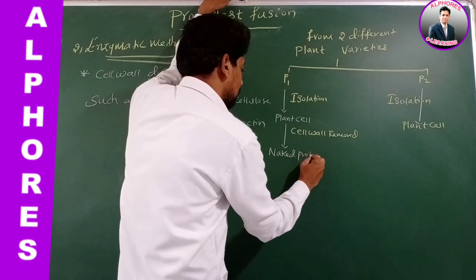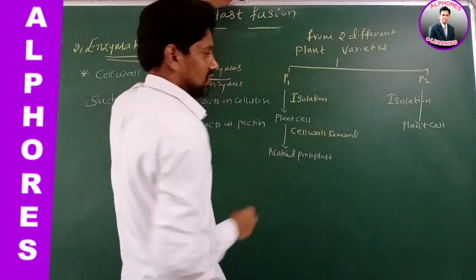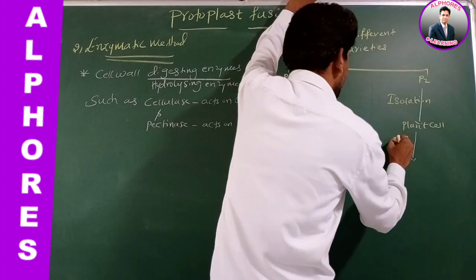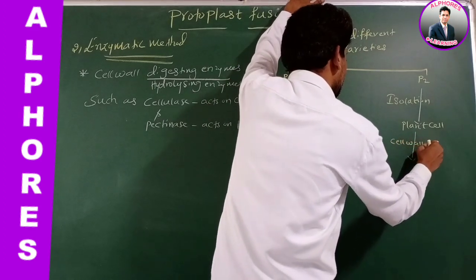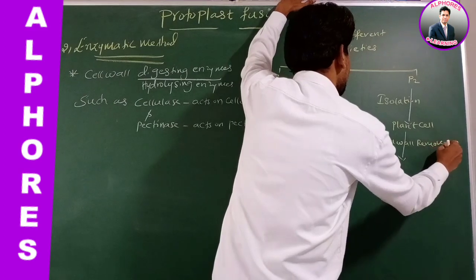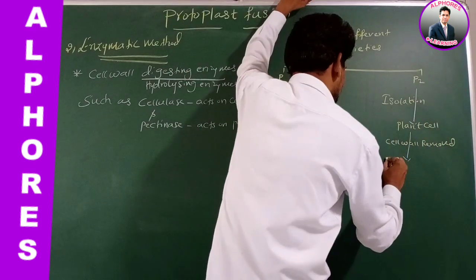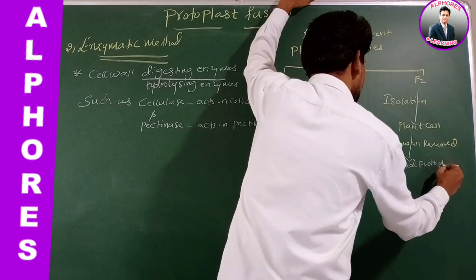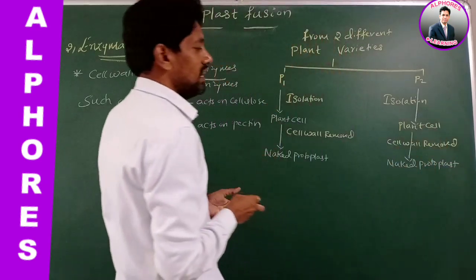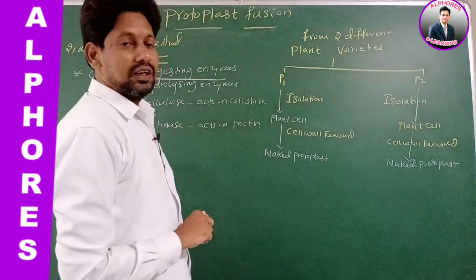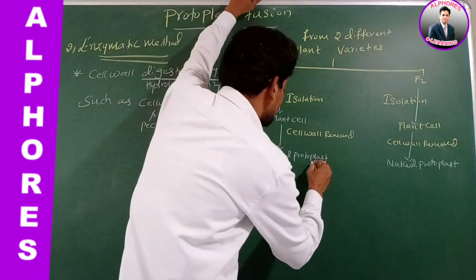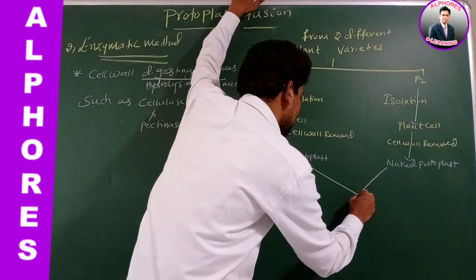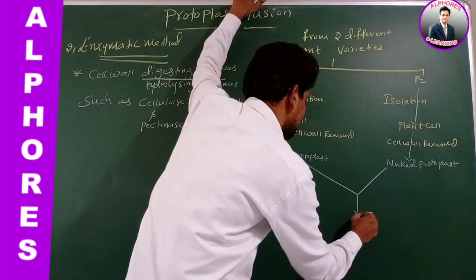Naked protoplast. Here also the cell wall is removed, right? If the cell wall is removed, here also we get a naked protoplast. Is it okay? Now what do we have to do? We have to fuse this protoplast with this protoplast. How can we fuse these two naked protoplasts with one another?